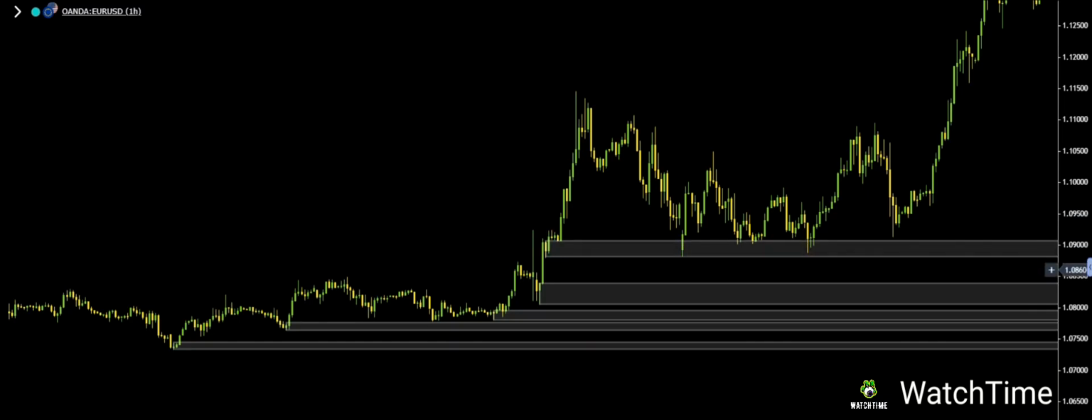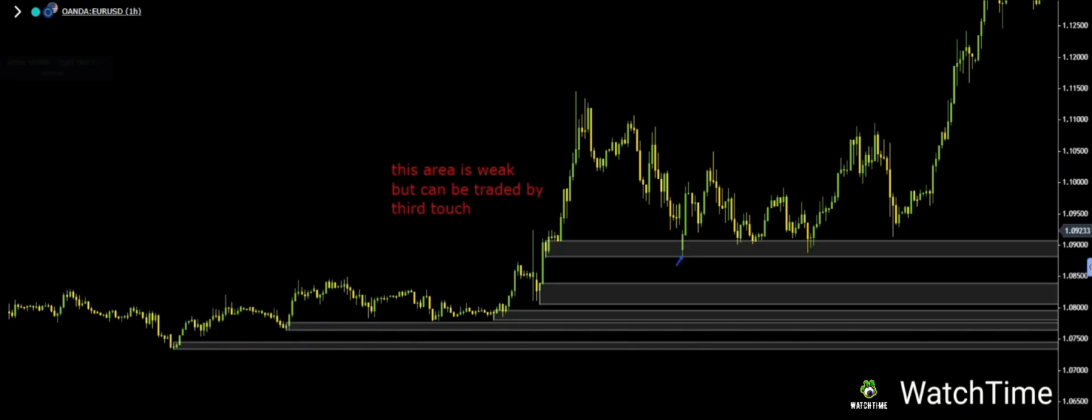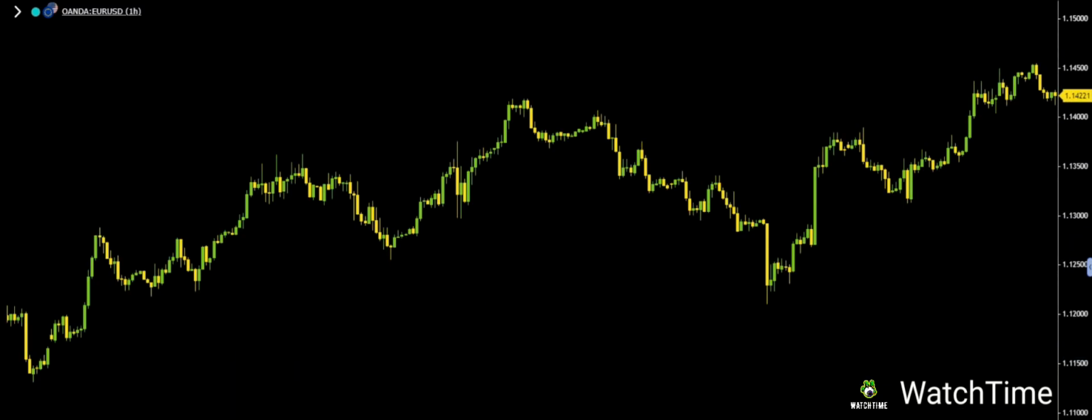Key takeaways: how to avoid weakened zones. 1. Be selective with zone selection. The freshness of a zone is your first priority. The more recently the zone was formed, the higher the chance it still holds liquidity. So, avoid zones that have already been tested multiple times, especially in choppy markets.